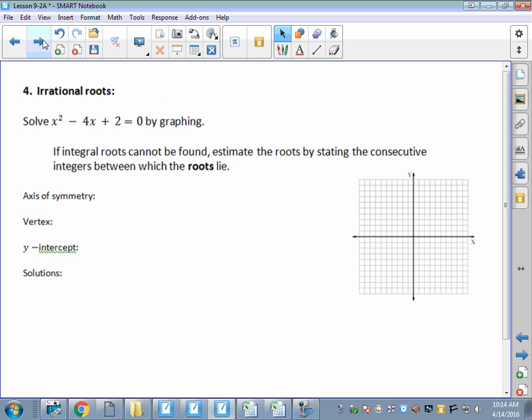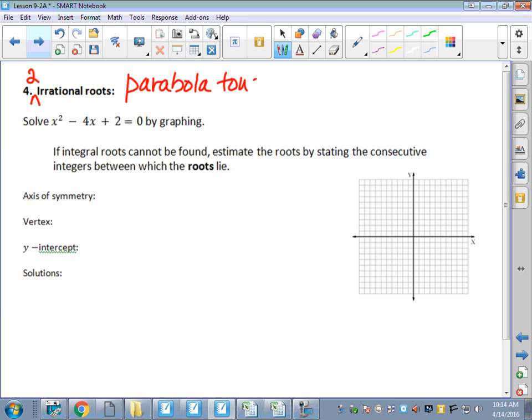And last but not least, irrational roots. There'll be 2 of them. I should have put 2 irrational roots. The parabola touches the x-axis at, I'll put irrational points. Forgot what that word was.